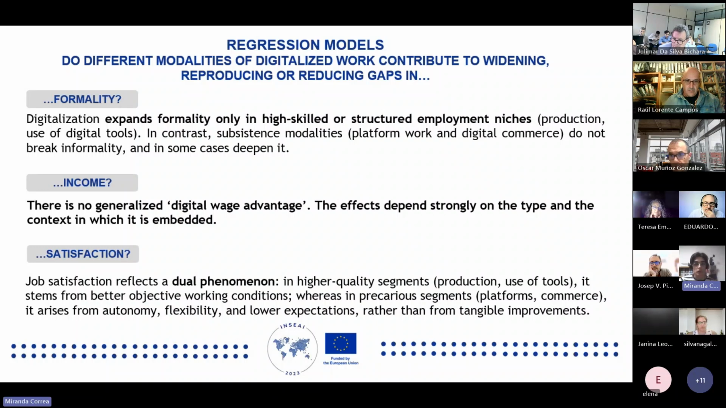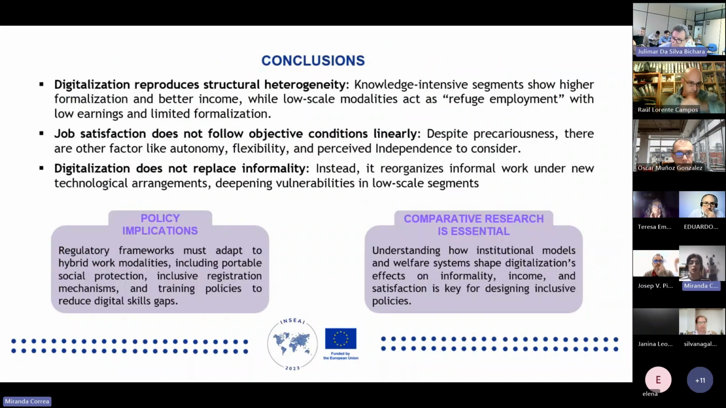So to summarize, let me close with three key conclusions that derive from our analysis. At first, we said that digitalization reproduces structural heterogeneity. This concept we introduced at the very beginning. We see high-skill, knowledge-intensive segments show higher formalization and better incomes, but low-scale modalities tend to operate as a refuge employment where they have low earnings, weak protection, limited formalization, and reproduce a low productivity.